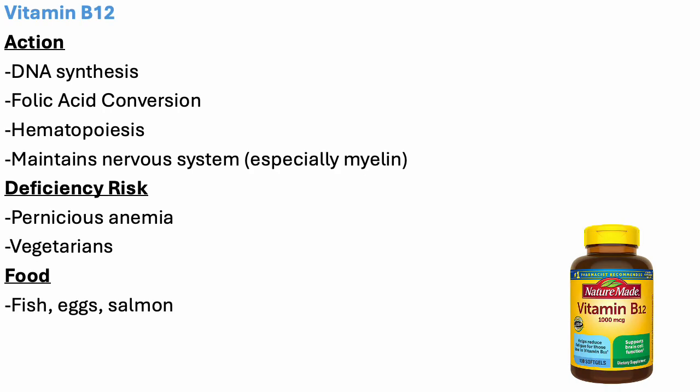Vitamin B12, it's used for DNA synthesis, folic acid conversion, hematopoiesis, which is blood cell formation, as well as maintaining the nervous system, especially in the myelin. Deficiency risk is pernicious anemia, which is people who don't have parietal cells to make intrinsic factor. What this means is that they have an inability to absorb vitamin B12, and then vegetarians also have a risk just because they're not going to have the foods like fish, eggs, and salmon, which are big for vitamin B12.